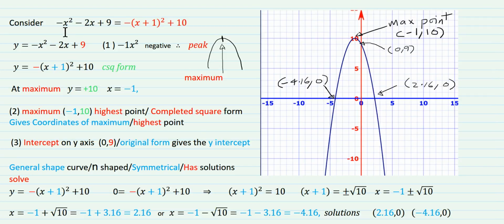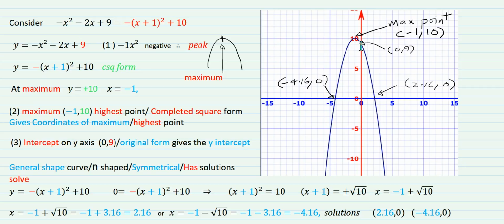Now if we consider this quadratic, which is -x squared minus 2x plus 9, written in completed square form it is this. There's a minus in front of the bracket. Again we have a -1 in front of the x squared, so this time it's negative. It's different from before, previously it was positive. Therefore this is a peak. It has a maximum point, like this.